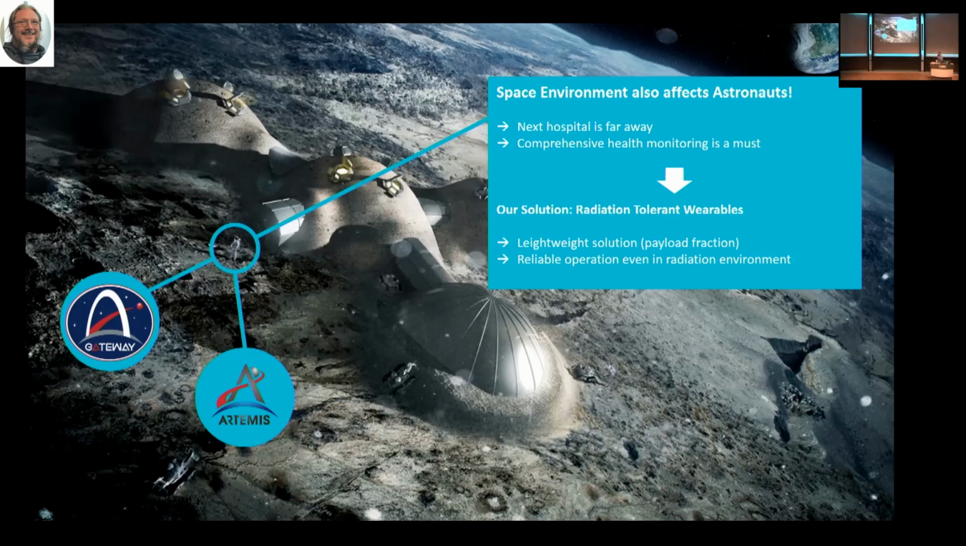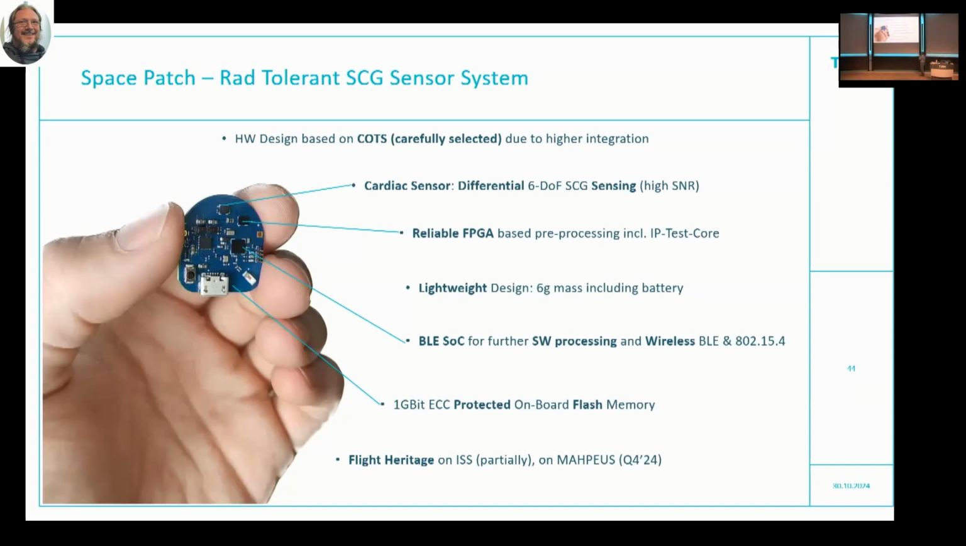And now we remember our challenges. So we need lightweight solutions. So that's why we focus on wearables. And we need also reliable operation despite the fact that we have here radiation that not only affects the humans, but also pretty hard affects here our electronics that we have. Good. So this is Spacepatch. This is what we are doing, this is the research object.